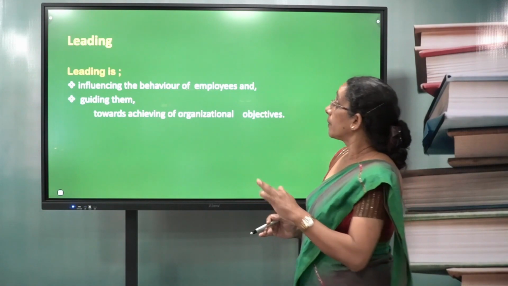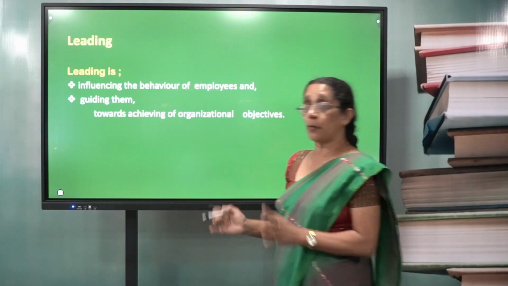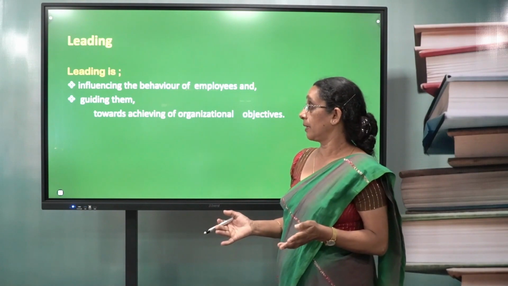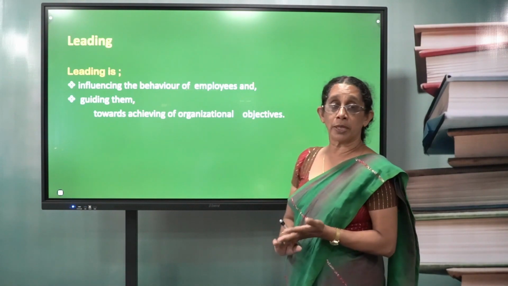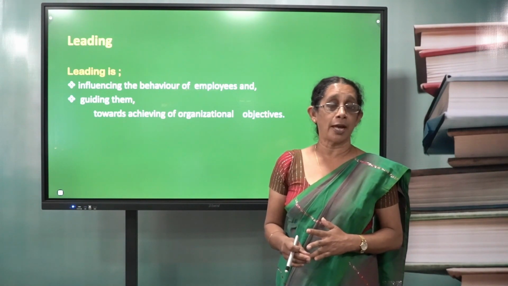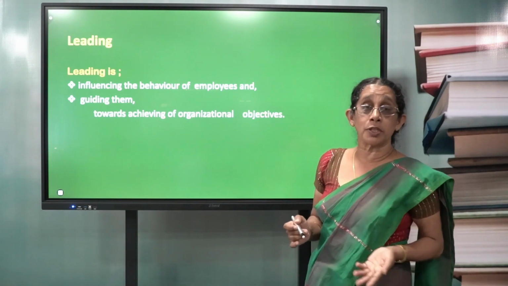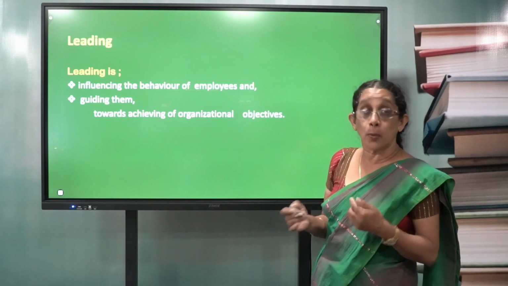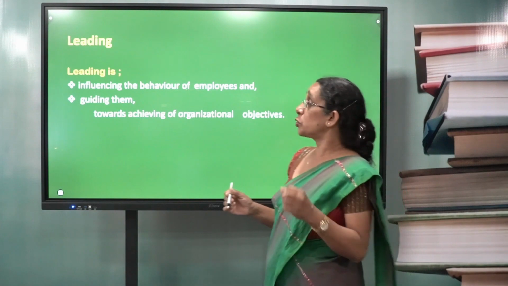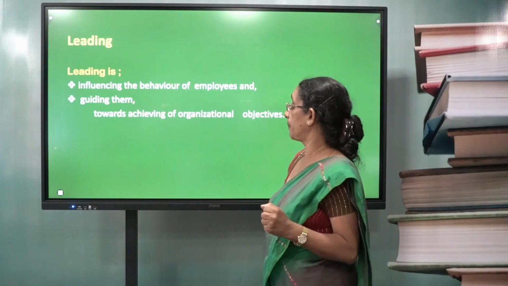Now, planning and organizing is there. So employees are given work. But there should be somebody to lead employees. So employees should be given required information, required instructions, and whenever required, they should be motivated, they should be encouraged towards work so that they like to work willingly. So that is leading. So leaders should know how to influence the behavior of employees and how to guide them.